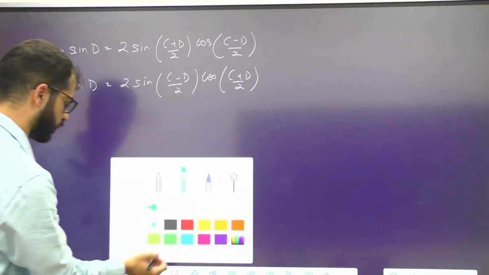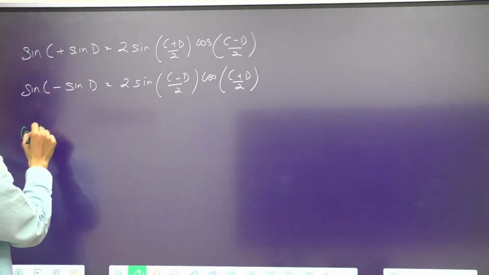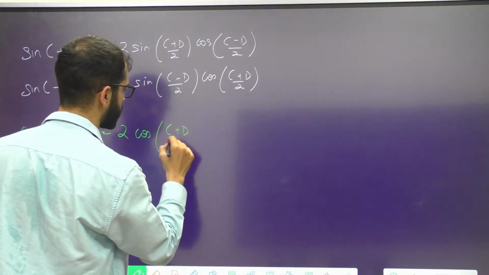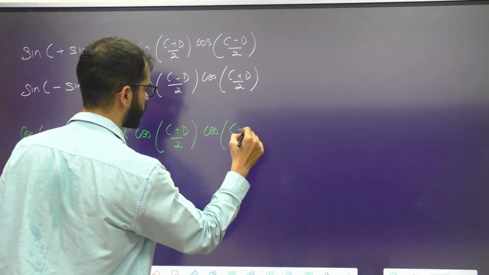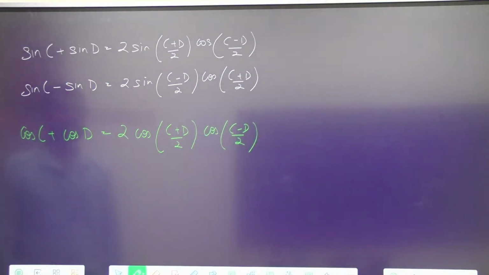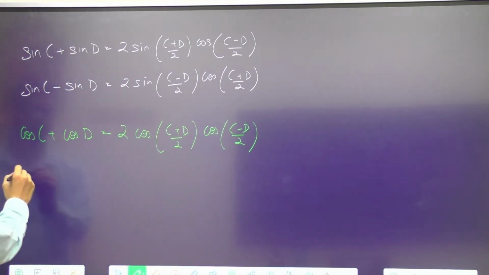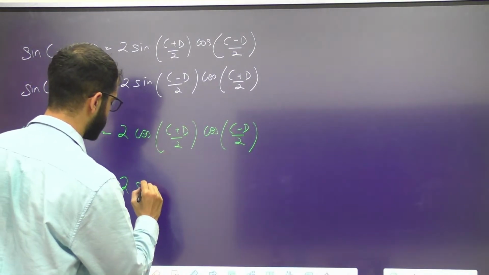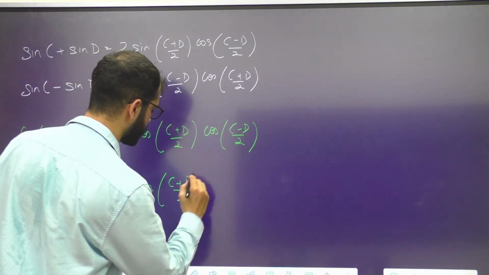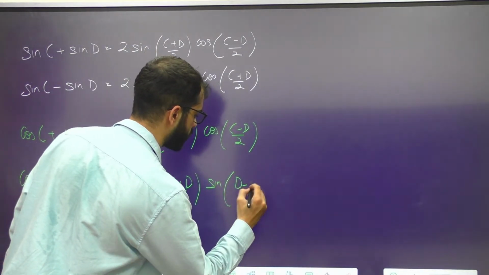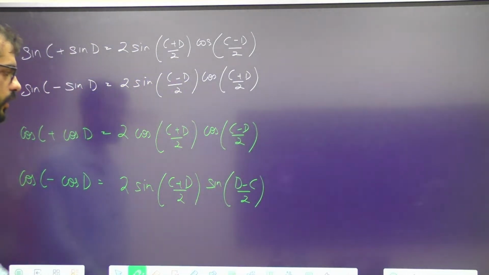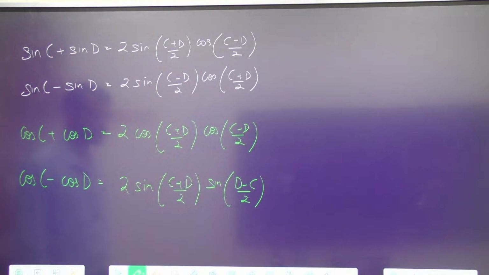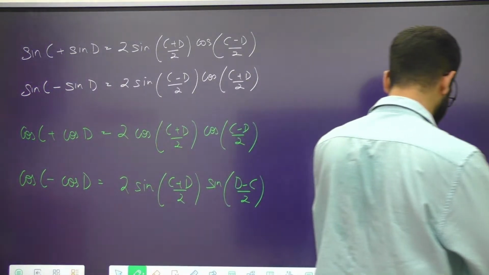If someone asks the formula for cos C plus cos D, that is 2 cos (C plus D) by 2 cos (C minus D) by 2. If someone asks the formula for cos C minus cos D, this is 2 sin (C plus D) by 2 sin (D minus C) by 2. Now that's the tricky part. In the last one you have to write D minus C, not C minus D. Please note them down.